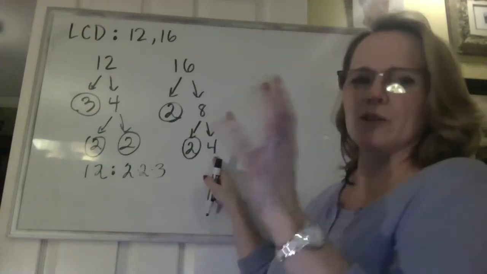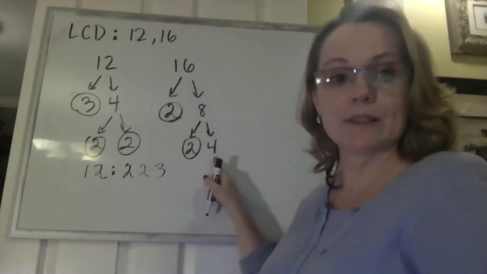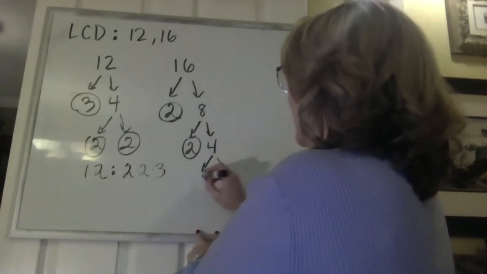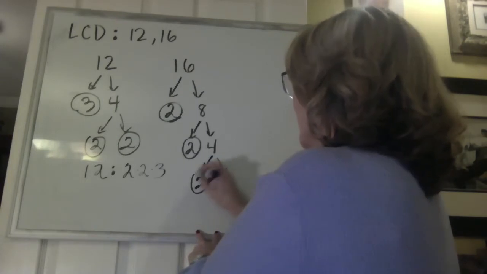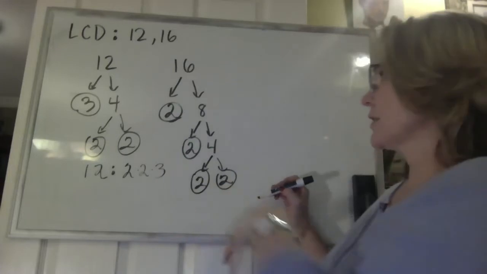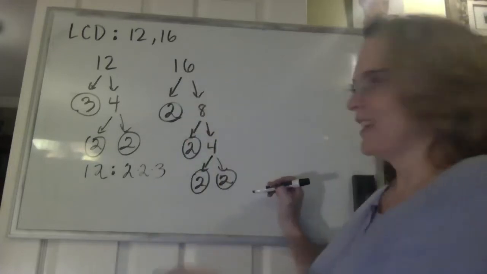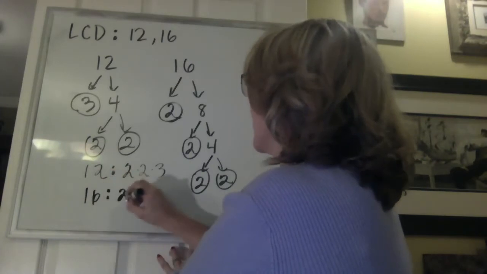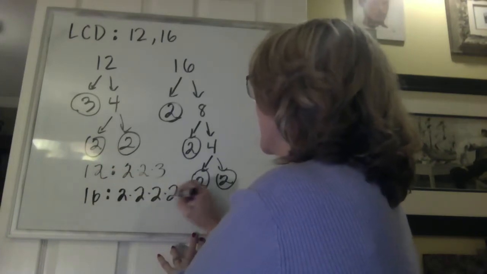It doesn't really matter which choices you make. Honest to goodness, you're going to end up at the same place at the end. So 4 is composite, and I keep going. 2 times 2, both of those are prime, and I can circle them. This is the full prime factorization of 16. It's really just a boatload of 2's, right? So I'm going to write that down. I'm going to say 16 is the same as 2 times 2 times 2 times 2.